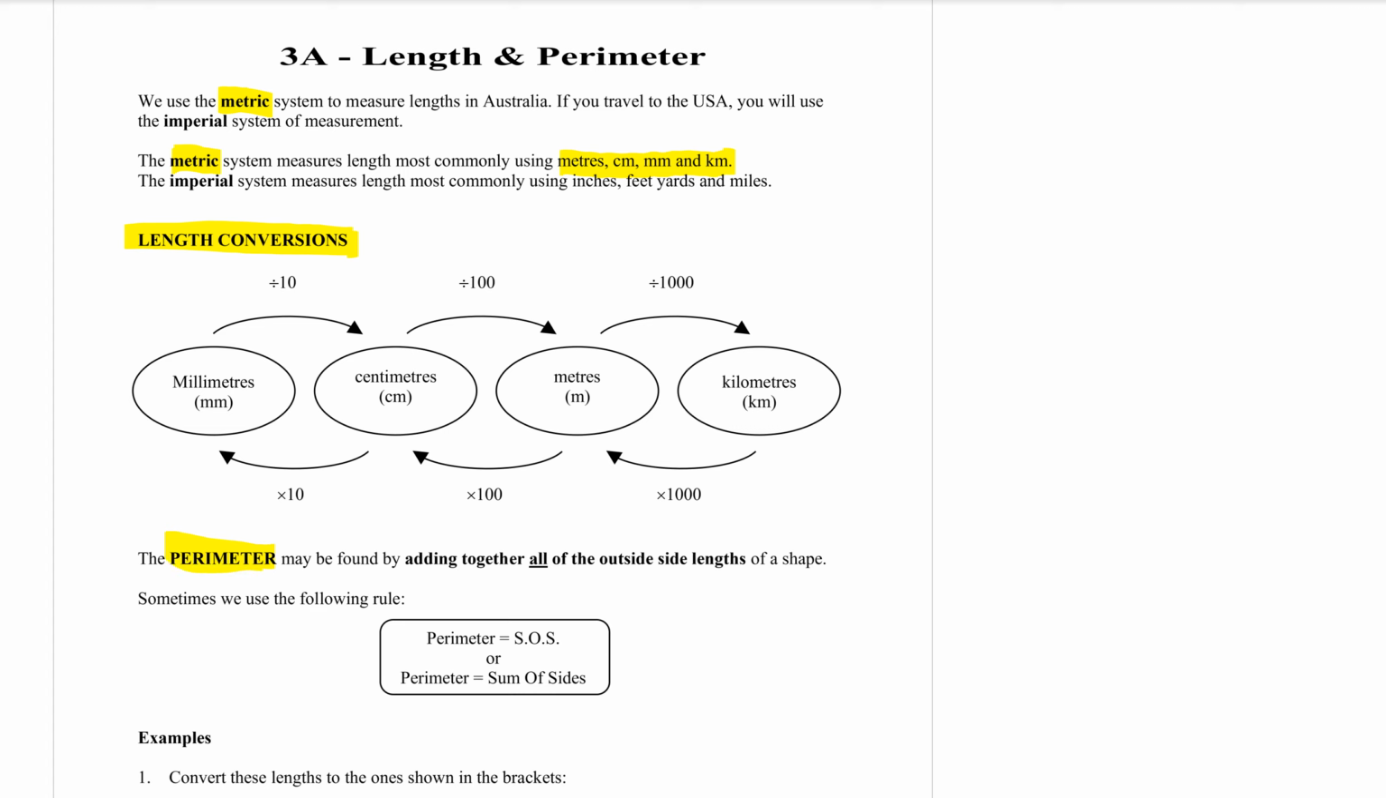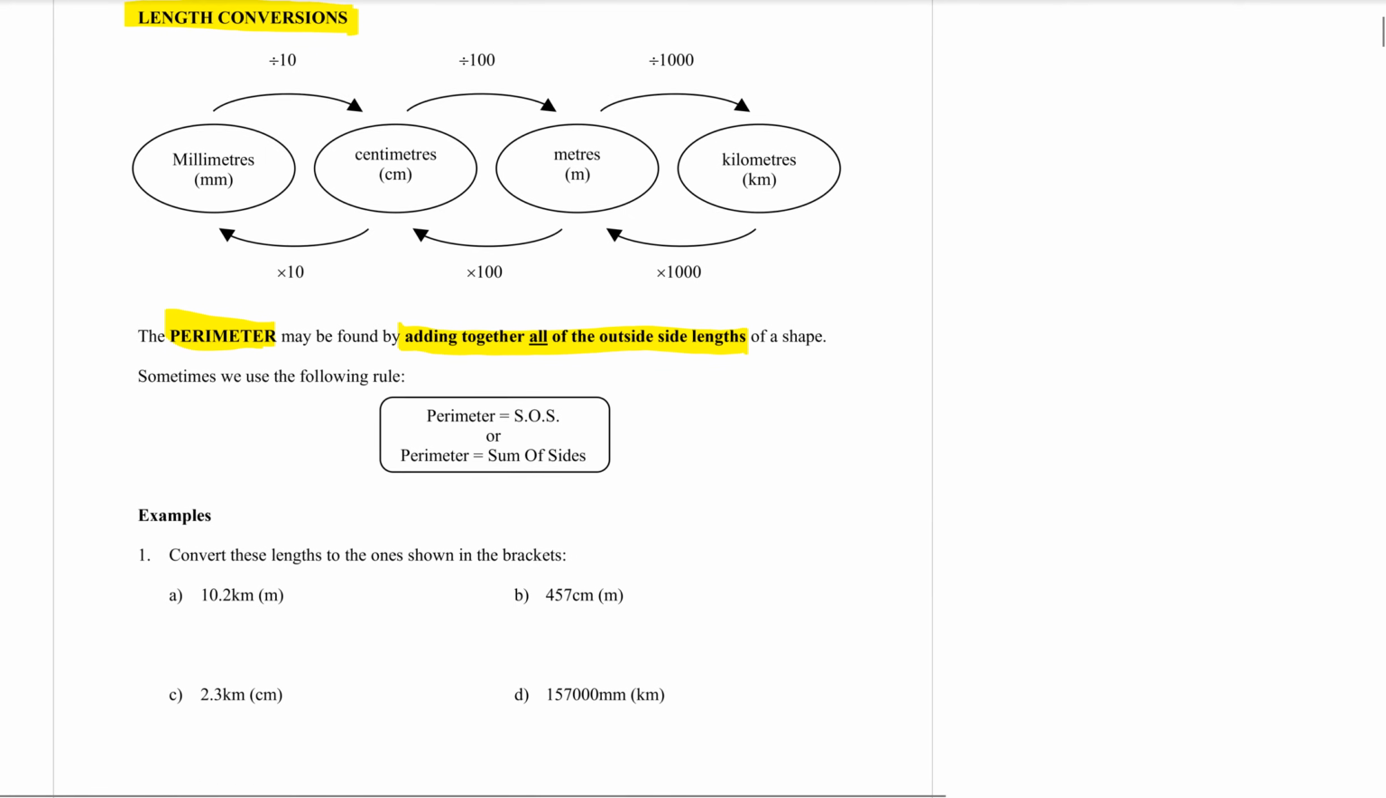We're also going to be finding perimeter today. Now the perimeter is the distance around the outside of a shape, and it can be found by adding all of the sides together. Okay, so it's in the box here that perimeter is equal to the sum of sides, or for short you could call that SOS for sum of sides. All right, let's get stuck into some questions.